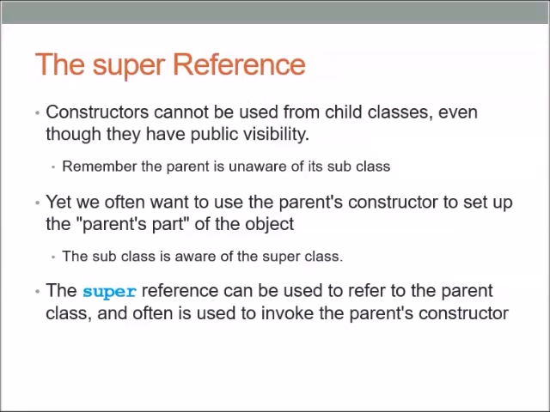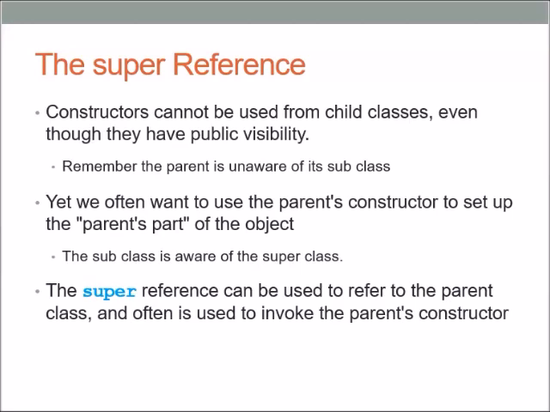So the super reference is what we use in order to call the constructor of a parent class within the child class. So constructors are not inherited by a child class. The parent class has no idea that the child is even there, so it's unaware of any subclasses. But the subclass is aware of the superclass. And in order to call the constructor from the superclass, we call it inside the constructor for the subclass. And we'll talk about code for that in just a minute.